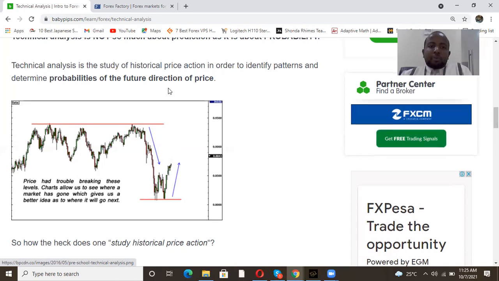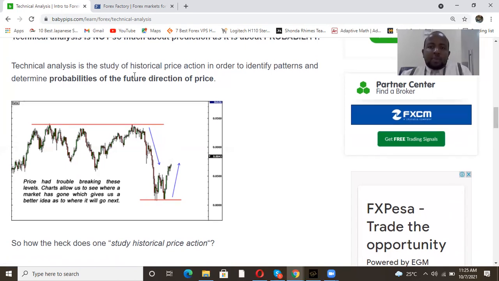So what are we looking at? Probability. What is the probability of rain? What's the probability of it being sunny? How do you determine how you dress for the day? Of course, it has to do with the weather. So we don't really know what the future holds. No one knows the future. All we have is a probability of the future direction of price.